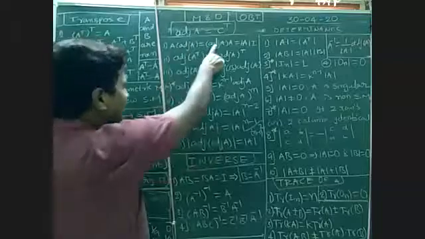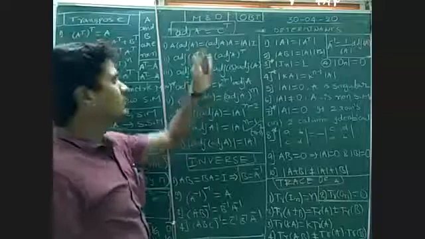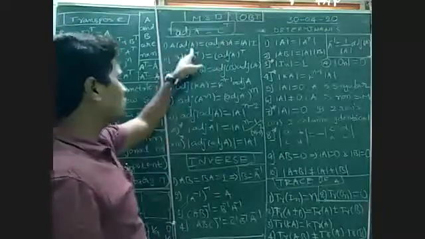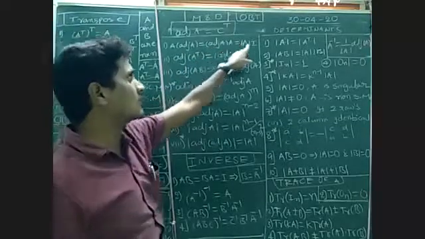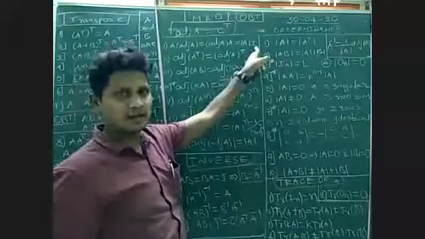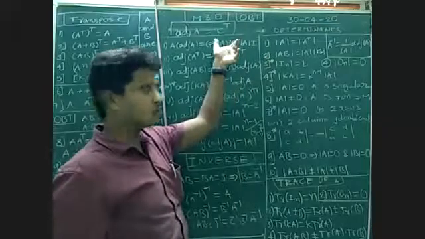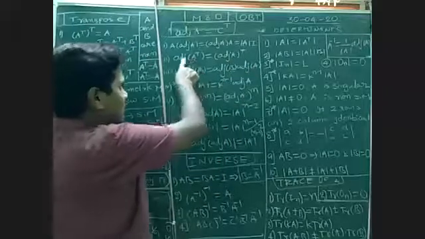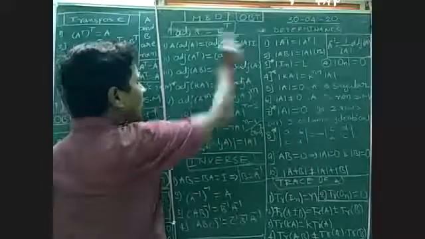See, we already did this question. This is the exercise question: show that for a given matrix A, A into adjoint of A is equal to adjoint of A into A is equal to delta A into the identity matrix always. We already did this question. This is a direct exercise question and a property also. Another property is adjoint of A^T can be written as (adjoint of A) whole transpose.